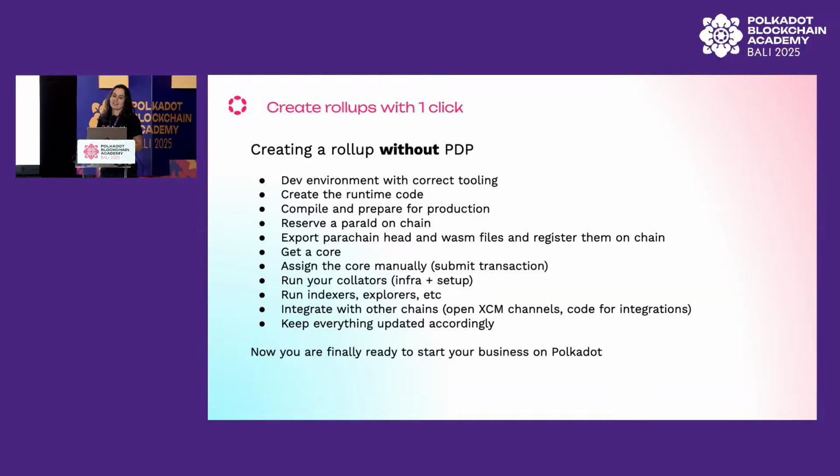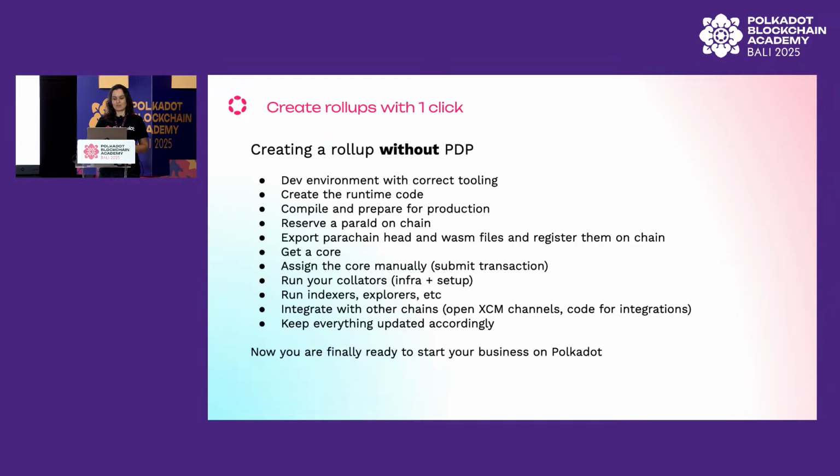Right. So this is a list of steps. It's not exhaustive. There are probably more or maybe fewer steps that you have to do to create a rollup without PDP. Most of them are manual. A lot of them involve infrastructure setup, submitting manual transactions, integrations, running indexers, explorers, so it's a lot. And it's pretty difficult for smaller teams, for example, to start that, because they also need quite a lot of funding to keep everything going, and they need special expertise. Apart from Polkadot, they also need people to know infrastructure. So that's where the idea kind of came from.